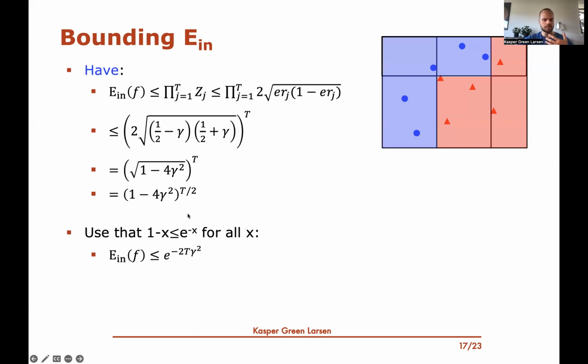And here we can just use one last inequality, saying that 1 minus x is less than or equal to e to the minus x for all x. This is a well-known inequality that's very useful here, which allows us now to say that the in-sample error is no more than, well, I'm just going to move this x, the 4 gamma squared, into the exponent with the minus in front. So the 4 and the 2 turns into a 2. We have the t, we have the gamma squared. So the in-sample error of AdaBoost after t rounds is no more than e to the minus 2t gamma squared. And so it basically reduces the in-sample error very far down after t iterations.